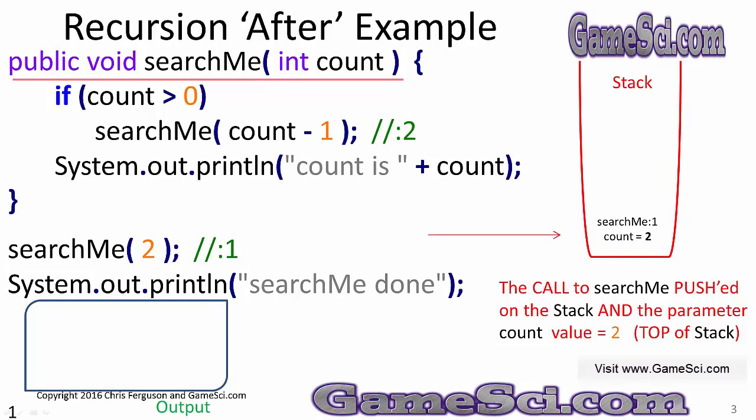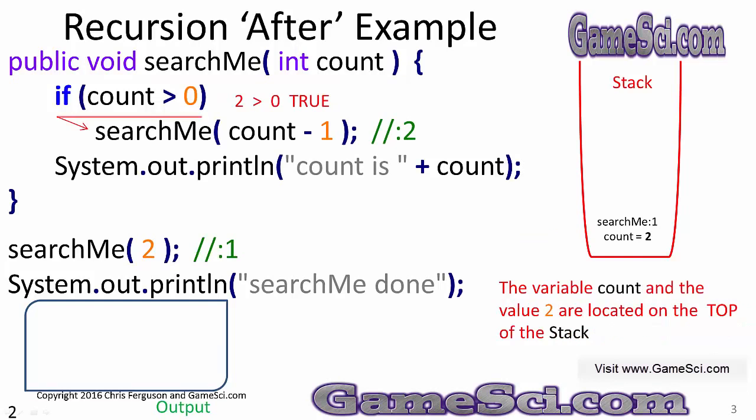So the call to SearchMe is pushed on the stack, and the parameter count value equal to 2 is on the top of the stack. The currently executing method is always on top of the stack. So we'll go into the code here, and we'll ask if count is greater than 0. That's 2 greater than 0.